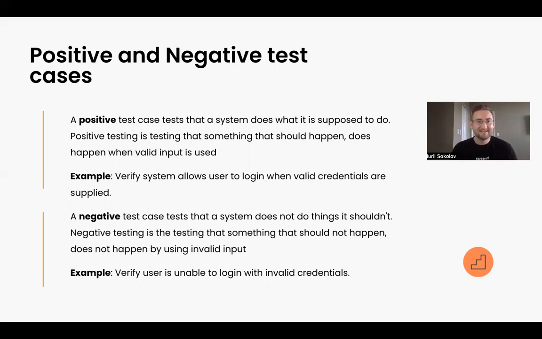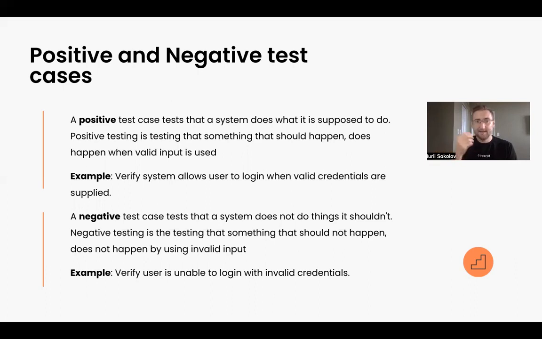A positive test case is a test that verifies that the system does what it's supposed to do. Positive testing is a test to make sure that something that should happen does happen when valid input is used. This is important, guys. We have a valid input which goes through the system, through our product, through our software. And what we verify is that the system proceeds to work like it's supposed to.